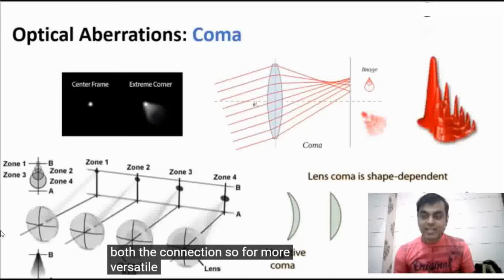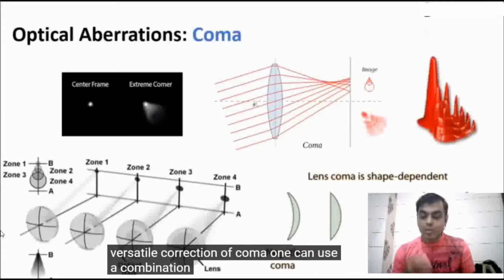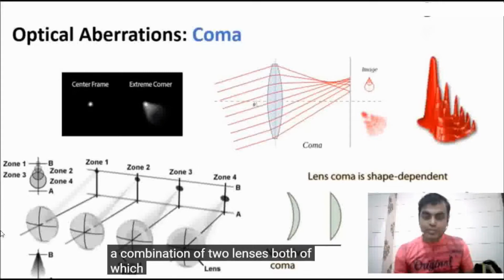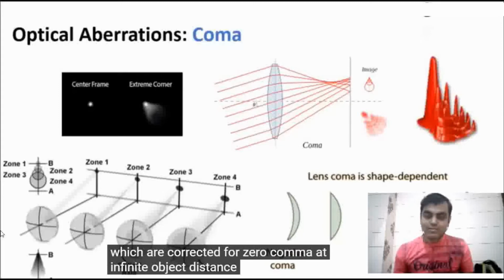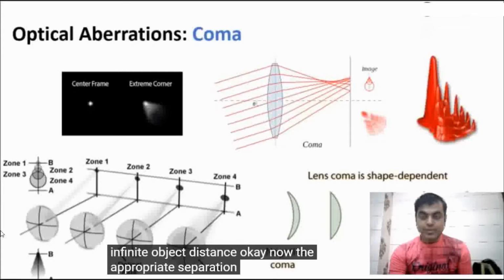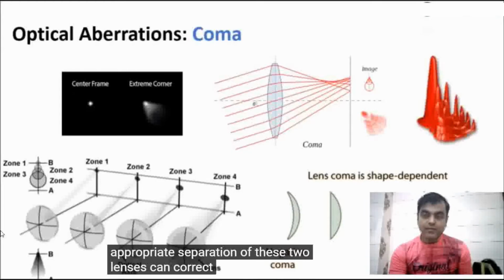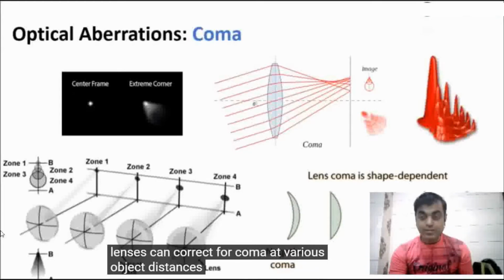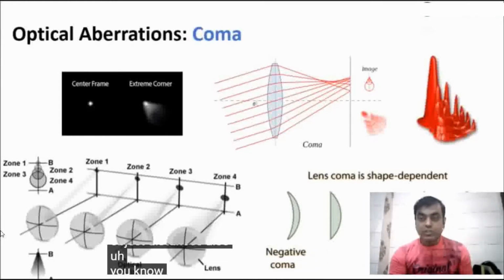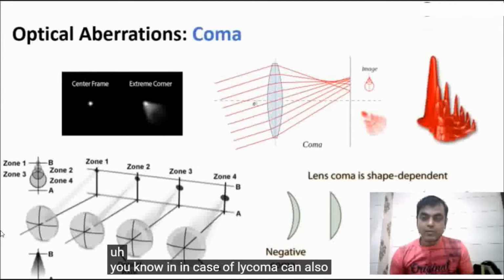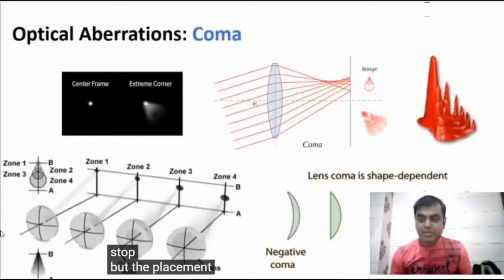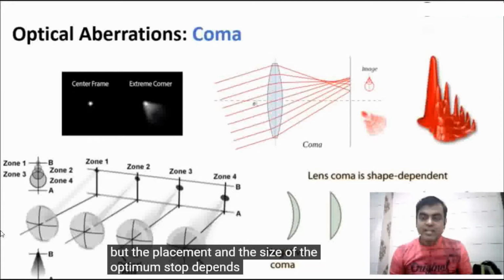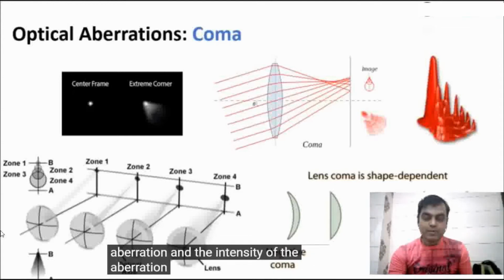For more versatile correction of coma, one can use a combination of two lenses, both of which are corrected for zero coma at infinite object distance. The appropriate separation of these two lenses can correct for coma at various object distances also. Coma can also be corrected by appropriately putting a stop, but the placement and size of the optimum stop depend on the aberration and its intensity.